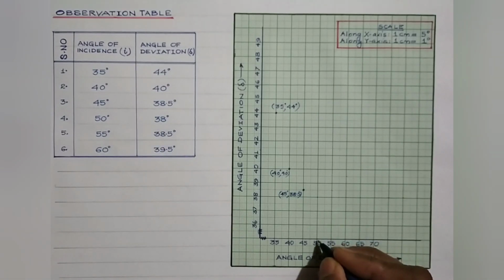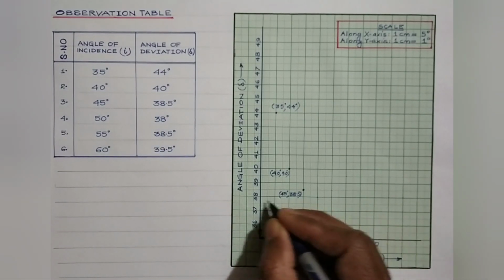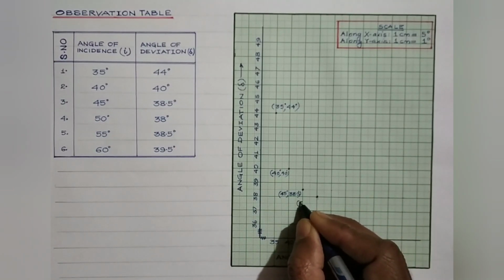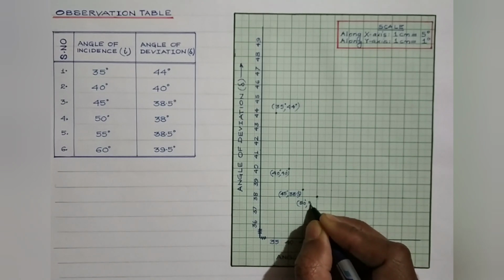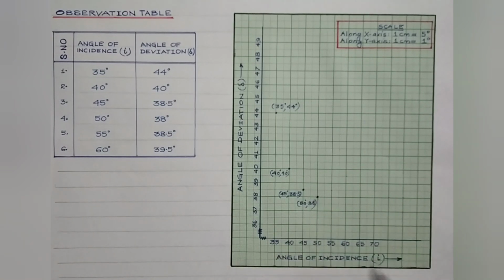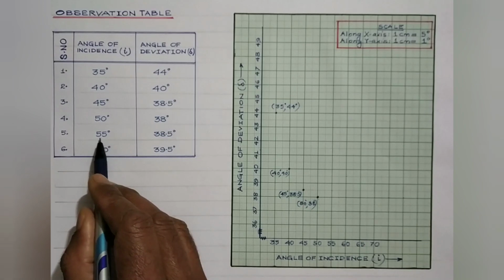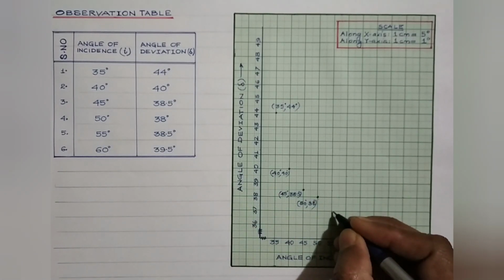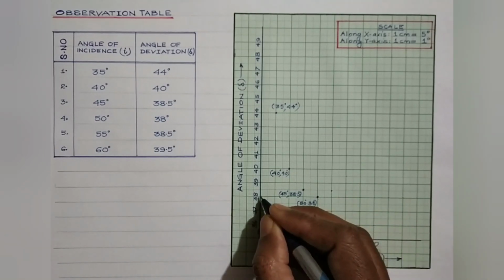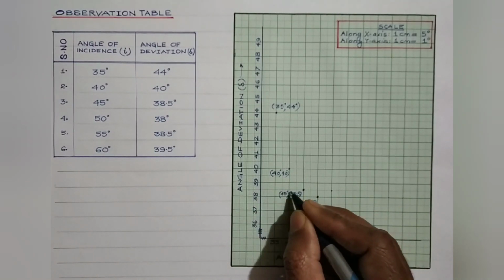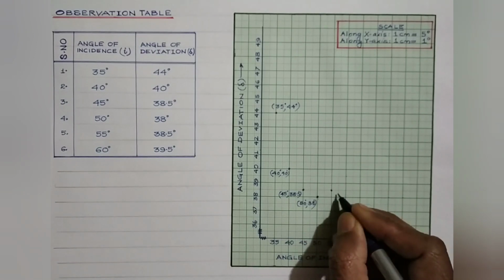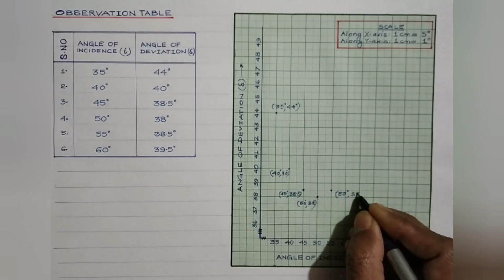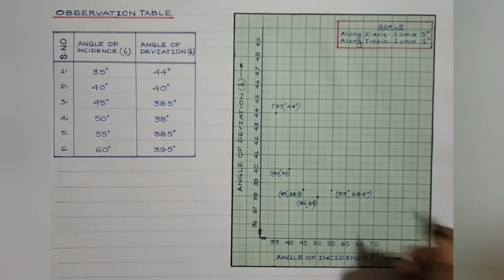38 degree. So corresponding to 50 degree, we have got the angle of deviation as 38 degree, this point. So it is 50 and 38. Now the fifth observation is 55 degree and 38.5 degree, this one. Between 38 and 39, this is 38.5. So this is 55 degree and 38.5 degree, right?